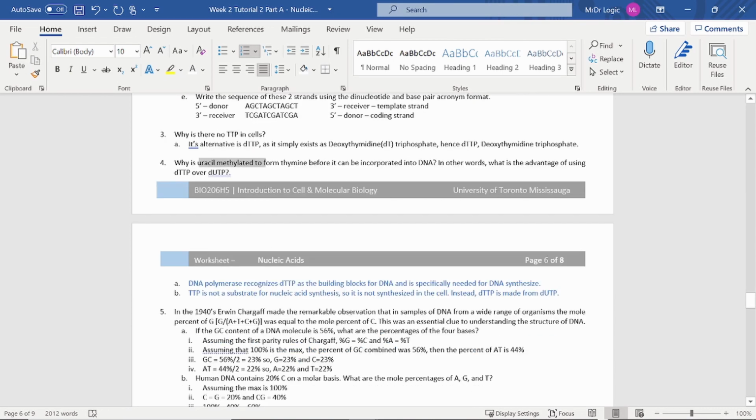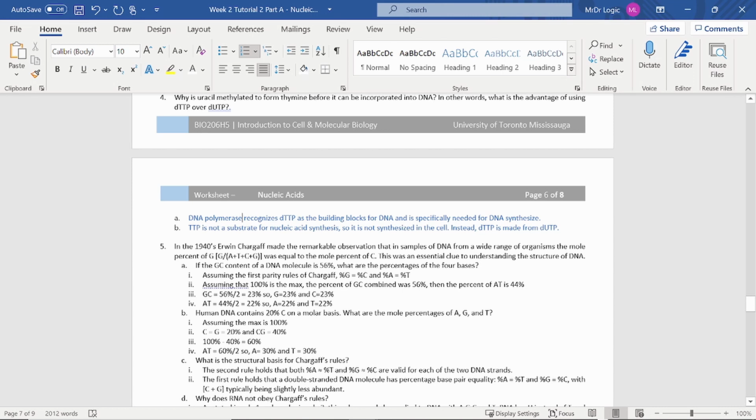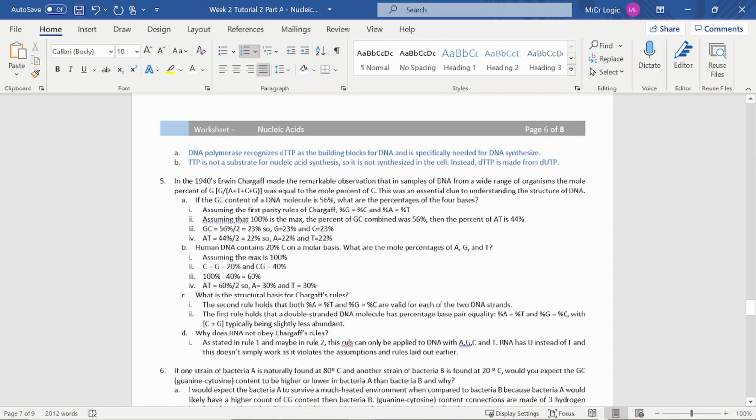Okay, so why is there uracil? Basically I had two reasons for this. DNA polymerase recognizes dTTP as the building blocks of DNA. So yeah, that's basically what I did. You can pause and read that. Okay, so this one was simply, it tried to be confusing, but I don't know, man.